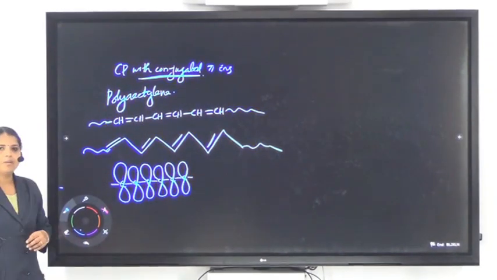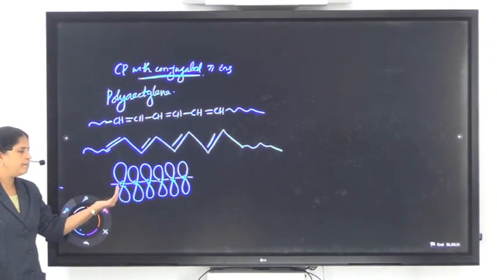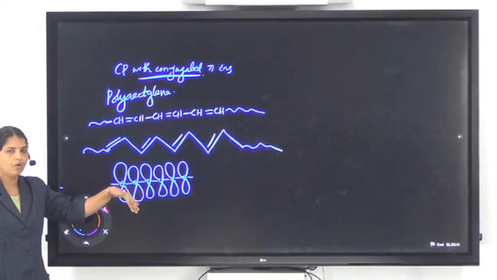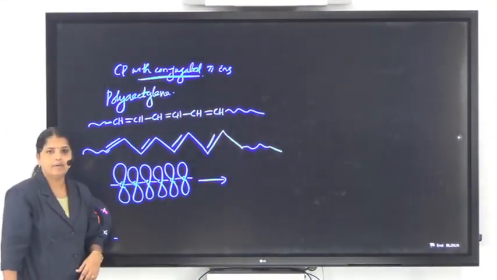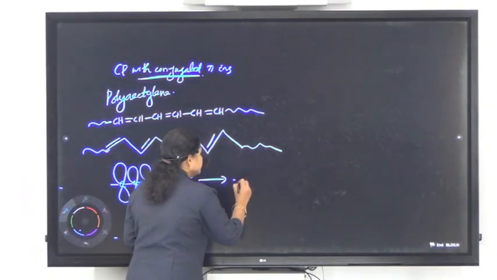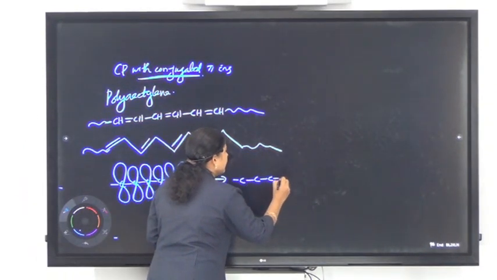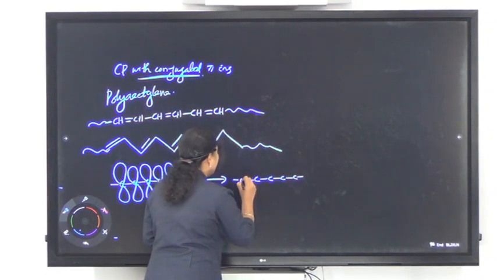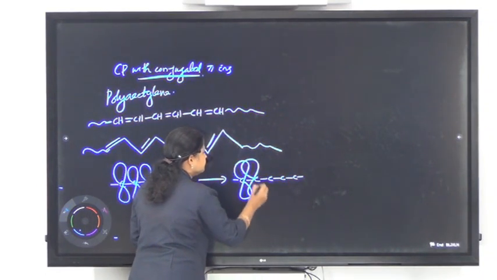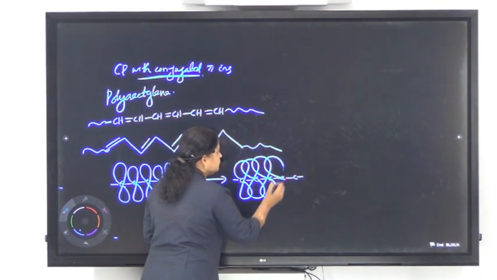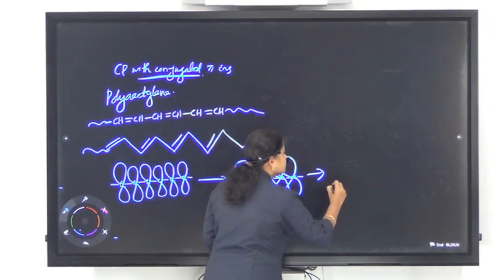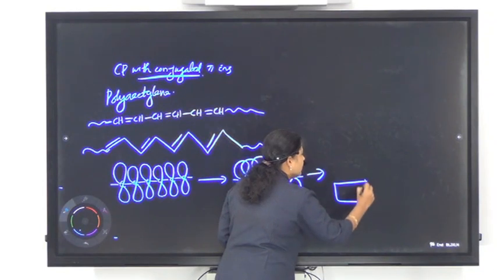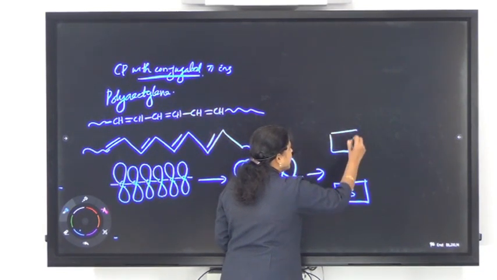These pi orbitals can overlap in the entire polymer backbone, and that leads to the formation of an energy band. So this is the overlapping of orbitals, and that leads to the formation of energy band. One of the bands is a valence band and the second is a conduction band.